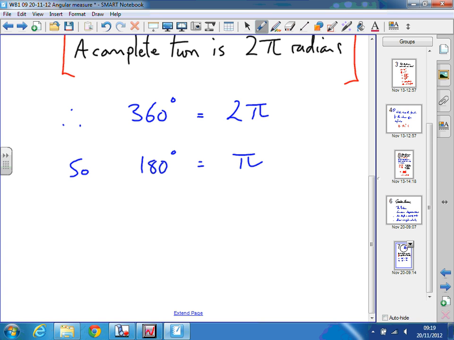Now, if I want to convert from degrees to radians, and I'll use rads for short, what I could really do with knowing is what 1 degree is. And if 180 degrees is pi radians, what's 1 degree? Pi over 180. So there's my conversion factor. All I do is multiply my angle by pi over 180.